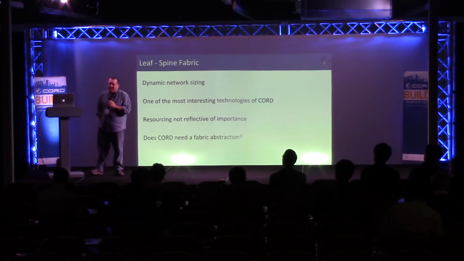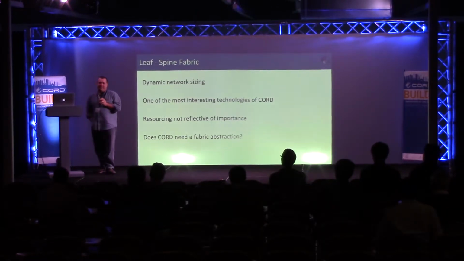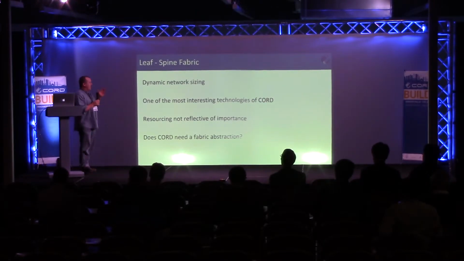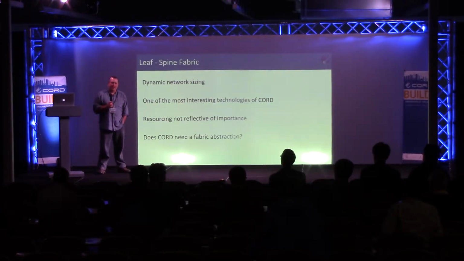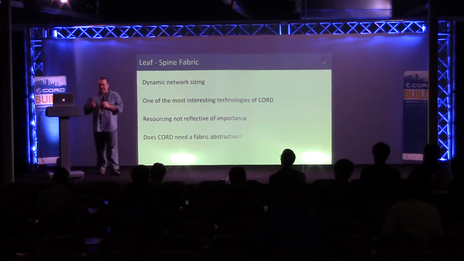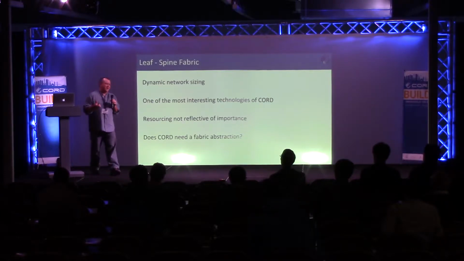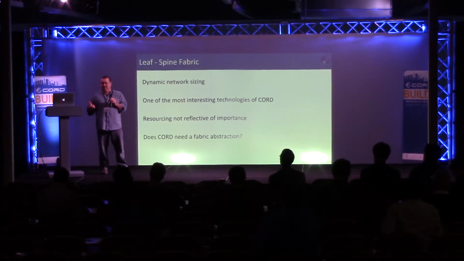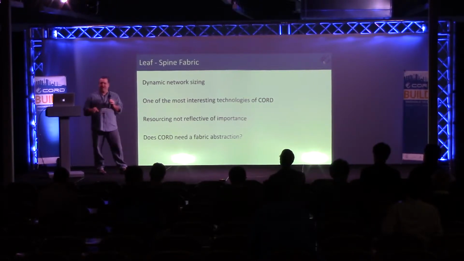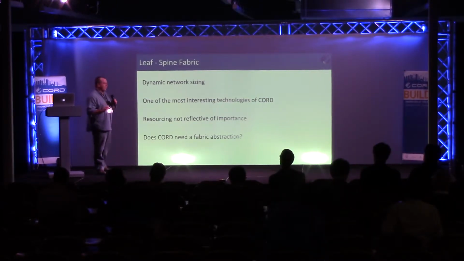One of the things that hit me about Cord right away was the leaf spine fabric. It was nice, allowing dynamic network sizing, of course. And when I looked at the overall technology in Cord, it was one of the things that drew my attention. It said, look, of all the technologies that are going to probably impact the industry, this is the one that we've got to really focus on, and it's going to be very important.